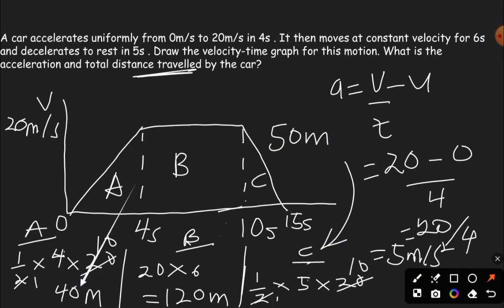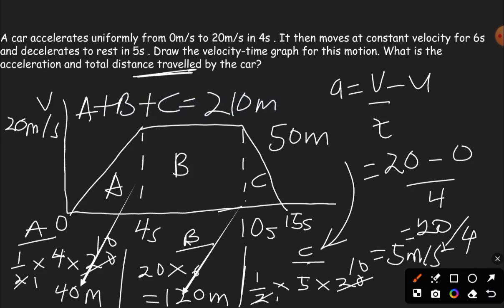So we have 40, we have 120, and we have 50. So we are going to add them. 40 plus 50 is 90. 90 plus 120 is 210. A plus B plus C is all 210 meters. That's our total distance traveled.